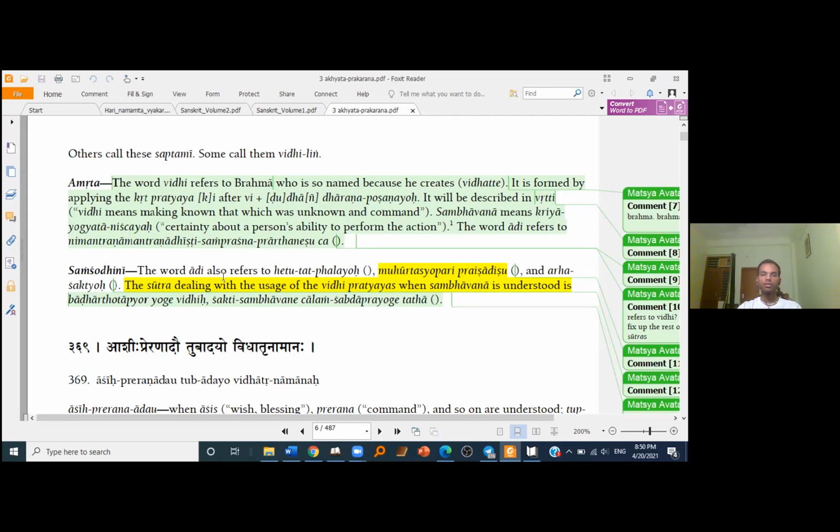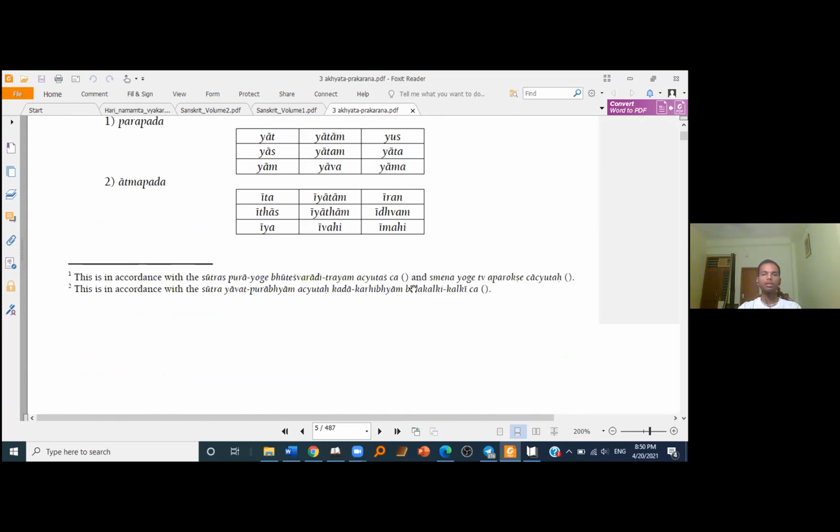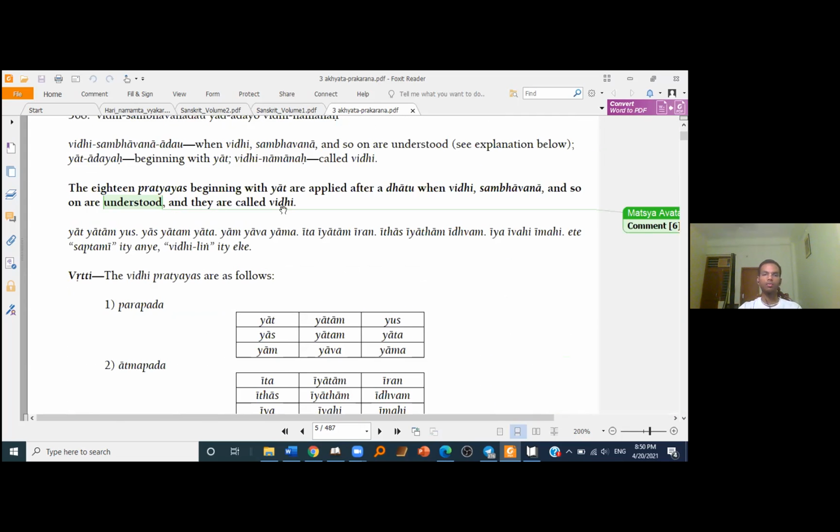The word adi also refers to hetu tat phalayoh muhurtasya upari praishadishu arha shaktyoh. The sutra dealing with the usage of the vidhi pratyas when sambhavana is understood is, so these are all further topics. For the timing, just remember that this is vidhi. Panini says it as vidhiling. This is the easiest one I could remember. The Paninian term, vidhiling and vidhi, almost the same.